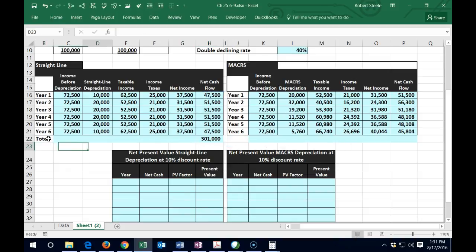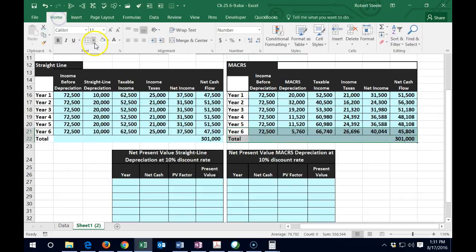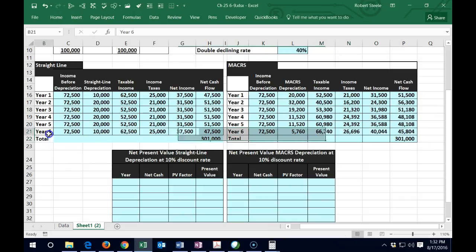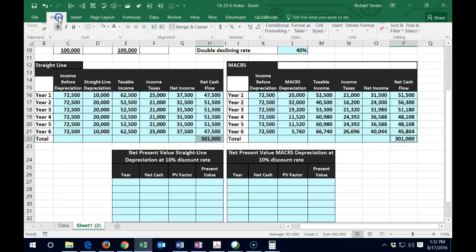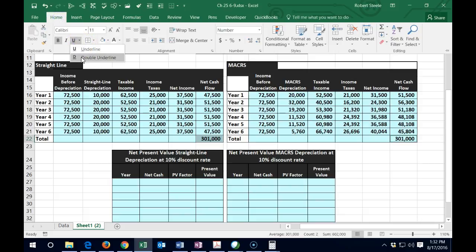So there's our cash flows, 301, and the total. And we'll sum these up. And there's our cash flows. I'm going to go ahead and format this. I'm going to highlight this. I'm going to go to the Home tab, format that. I'm going to format this. We're going to highlight that, Home tab, format that. And we may want to double underline these two. I'm holding down Control. I'm going to select both of those, and we can double underline.